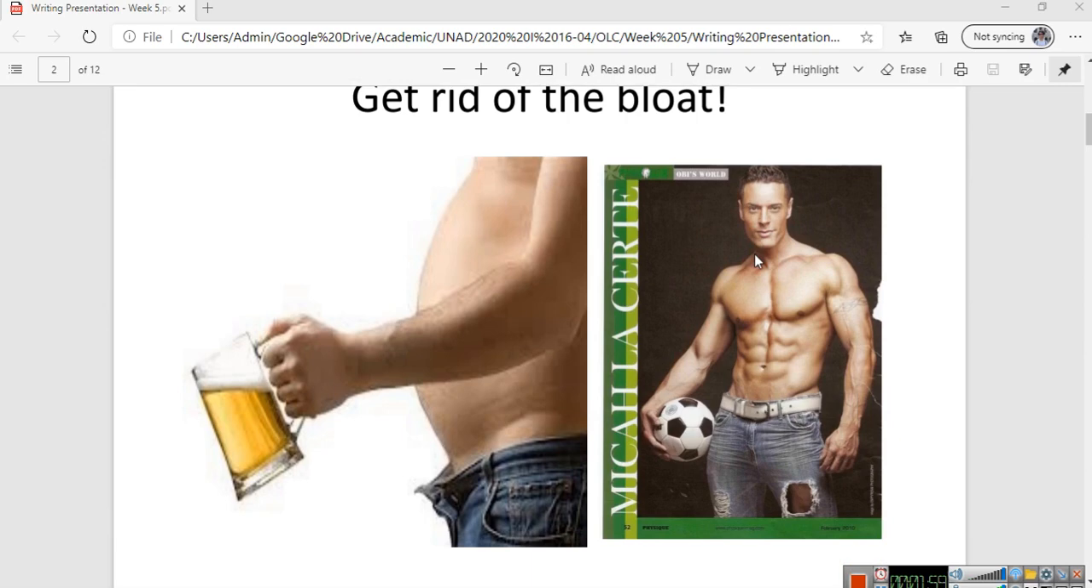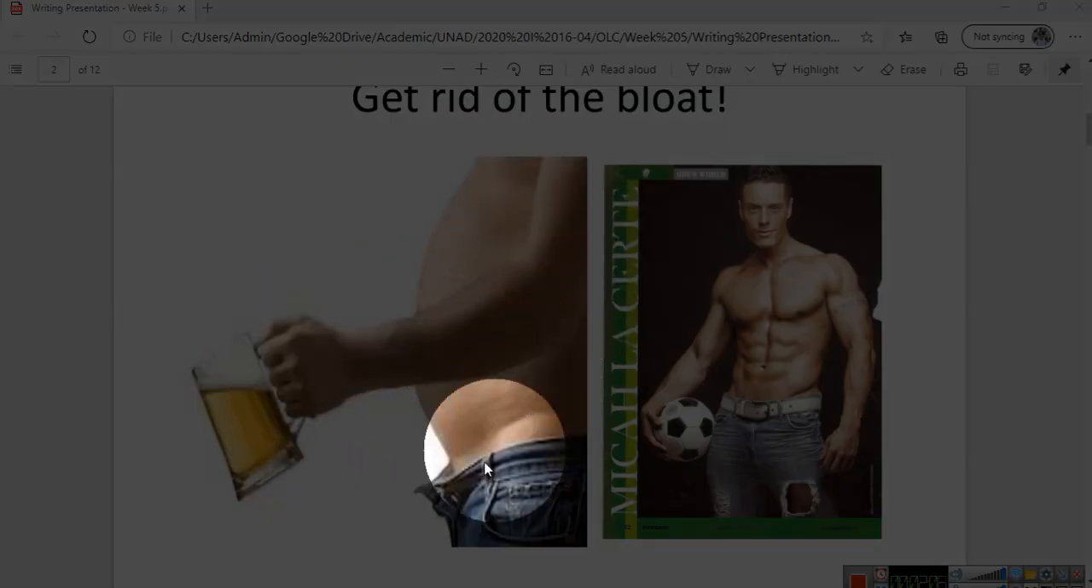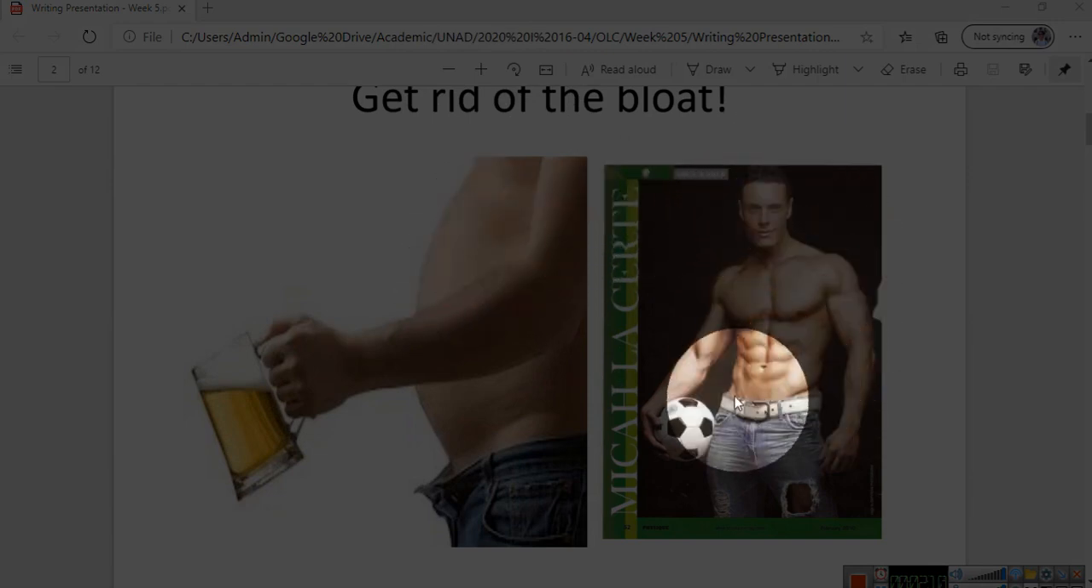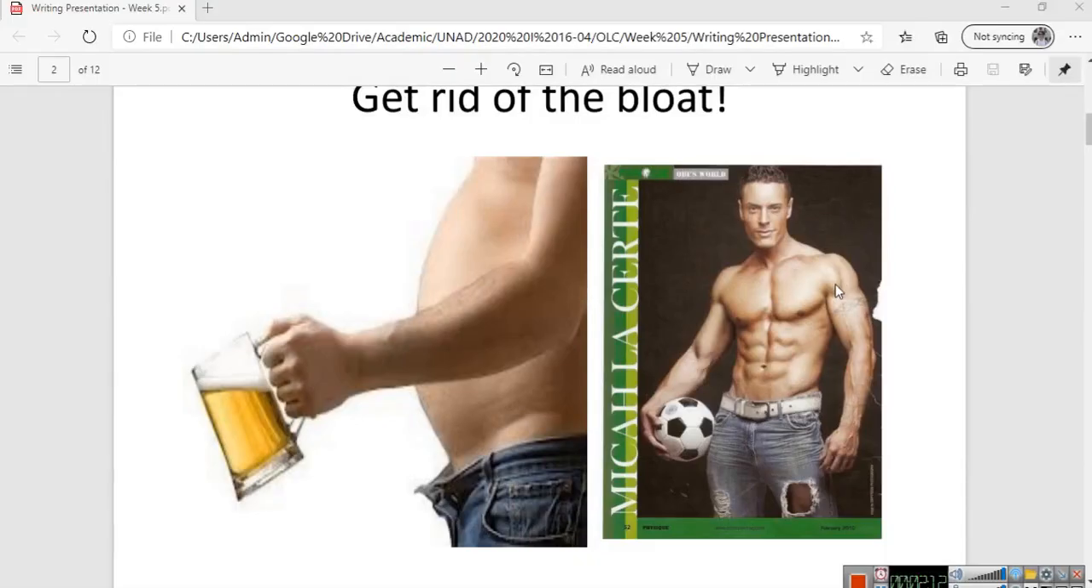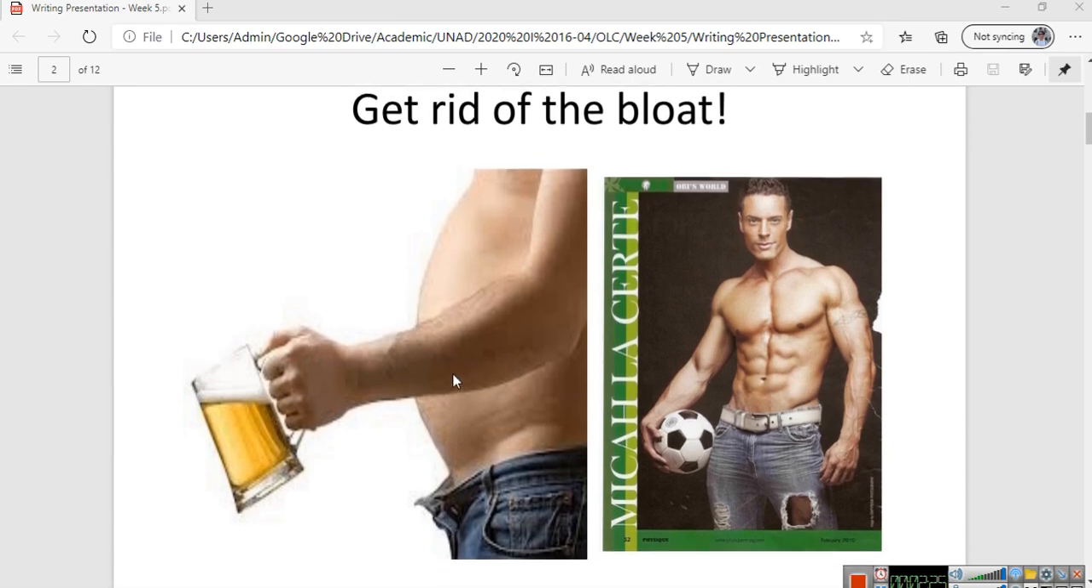Of course, we have image number 1 right here, and this is a style of writing. And we have image number 2, and this is a style of writing. So, Viviana, let's start with you, please. How do you think this relates to writing?